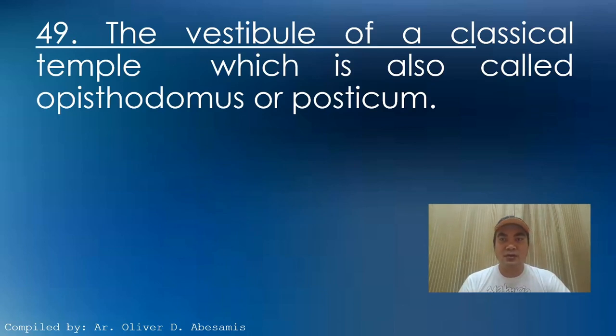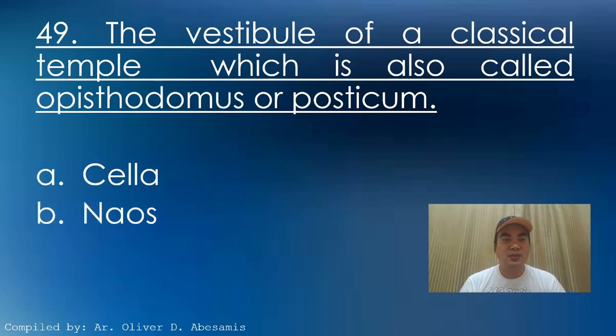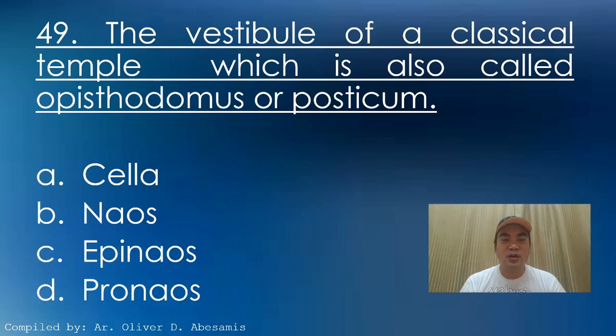49. The vestibule of a classical temple, which is also called Opisthodomos or Posticum. A. Cella, B. Naos, C. Epinaos, D. Pronaos. Answer: C. Epinaos.